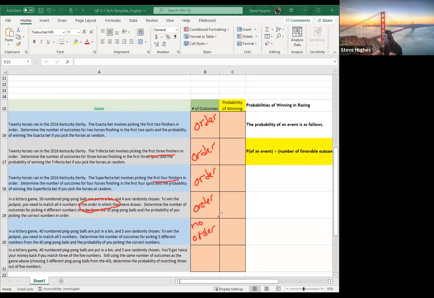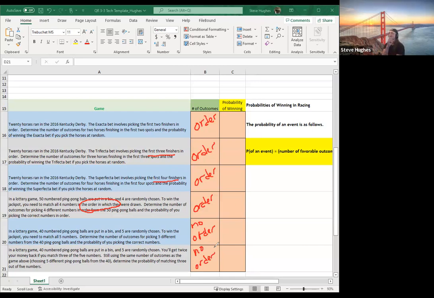The last one, you have a lottery game. Once again, 40 numbered ping pong balls are put in a bin, five are randomly chosen. You'll get twice your money back if you match three of the five numbers. Still using the number of outcomes from the game before, determine the probability of matching three numbers out of five. Once again, it doesn't say anything about order. So once again, no order. Order is not important.